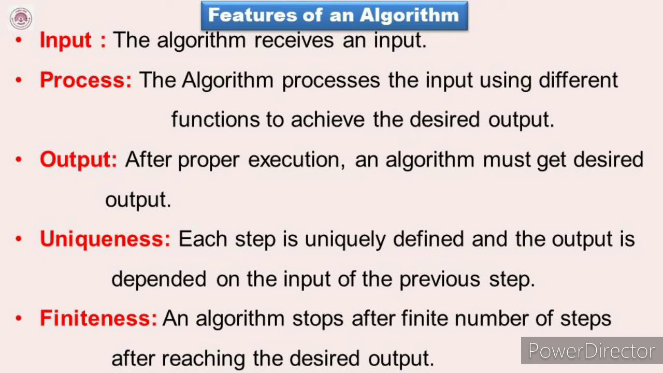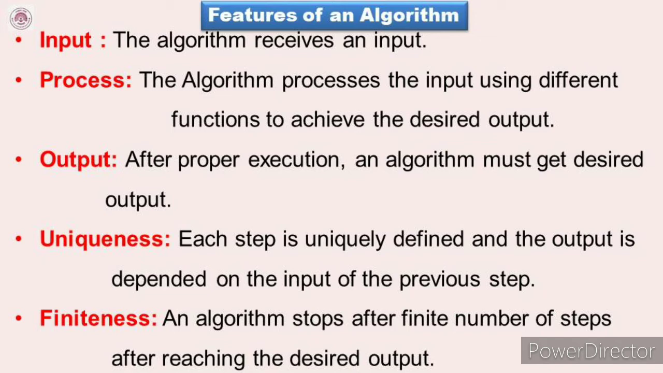Input. The algorithm receives an input. Then it starts the process. The algorithm processes the input using different functions to achieve the desired output. Output. After proper execution, an algorithm must get the desired output. Now, your algorithm should have uniqueness, which means each step is uniquely defined and the output is dependent on the input of the previous step.